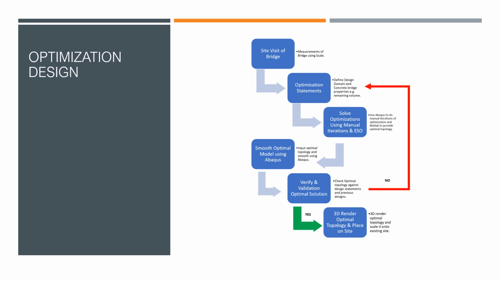So with the optimization design process, I first did a site visit of the bridge, made my optimization statements, solved the optimization statements using manual iterations and MATLAB, and then smoothed out those models using Abaqus and verified and validated the optimal solution. And if they were validated and verified, they were then 3D rendered, the optimal topology, and placed over the bridge on site.